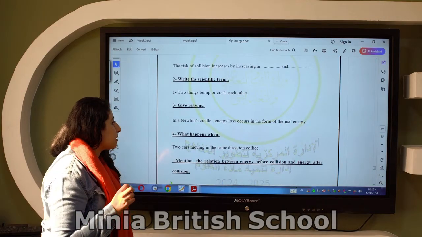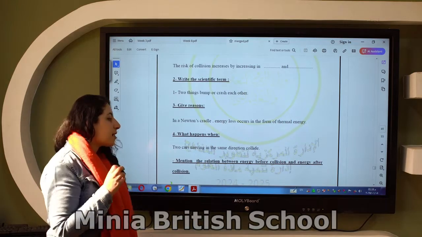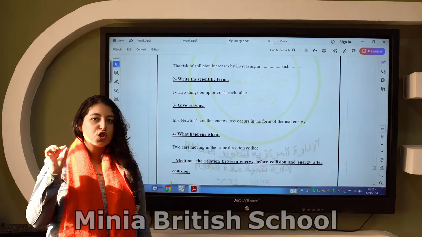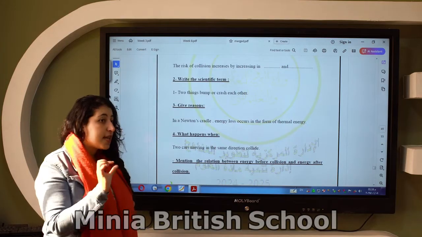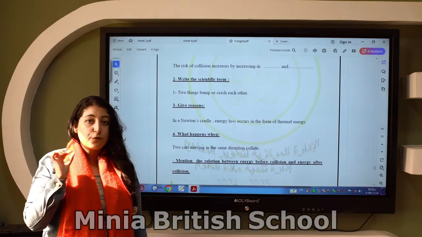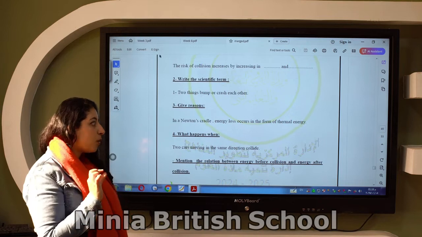Give reasons. In Newton's cradle, energy loss occurs in the form of thermal energy, because some kinetic energy during collision between the balls of Newton's cradle changes into thermal energy due to friction force between the balls.